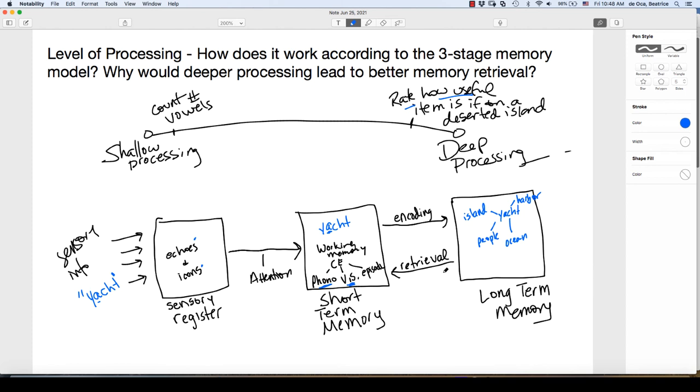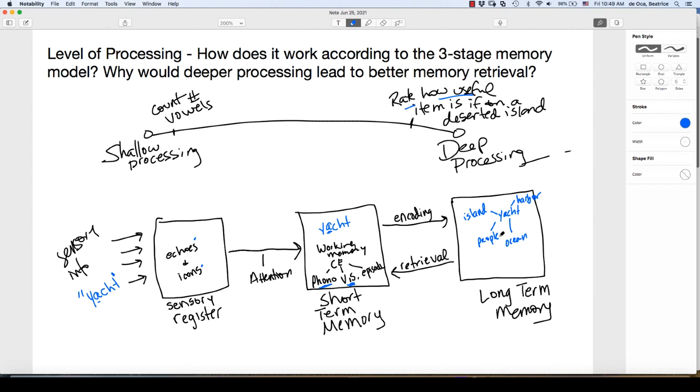Now, when it's time to do the retrieval and recall the words, once you start thinking of other things that were on that list because you were evaluating them in terms of how useful they would be if you were on a deserted island, once you start doing that, you're going to start remembering all the other ones because they are all kind of connected. And so you have these connections here in long-term memory.